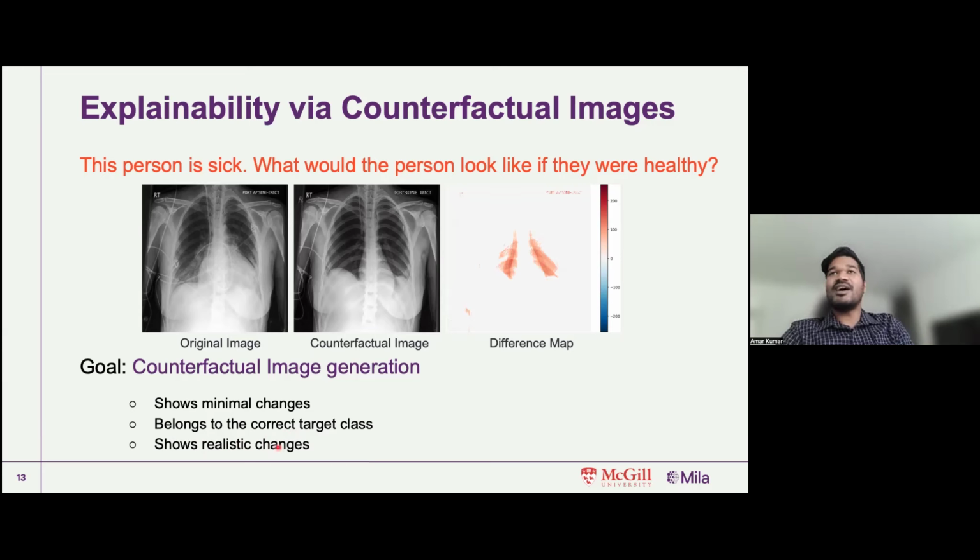There are other ways in which you can satisfy the above two conditions, which is essentially by just performing an adversarial attack in which the changes are not meaningful or clinically relevant. Still, the decision process can be changed. So if we follow these three restrictions, which are showing minimal change, belonging to the correct target class, and showing realistic and clinically relevant changes, we essentially end up with this counterfactual image in the center.